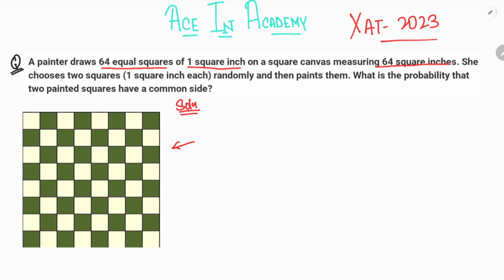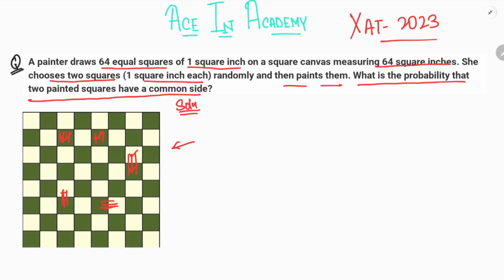Now she chooses two squares of 1 square inch each and randomly paints them. Let's say she chooses this square and paints them, and what we have to find is the probability that the two painted squares have a common side. When can this happen? Only when these two are adjacent. So I have to find all the cases when the squares selected by her are adjacent. This can be one of my cases, this can be one of my cases, this can also be one of my cases. So I have to find the probability of all such cases.